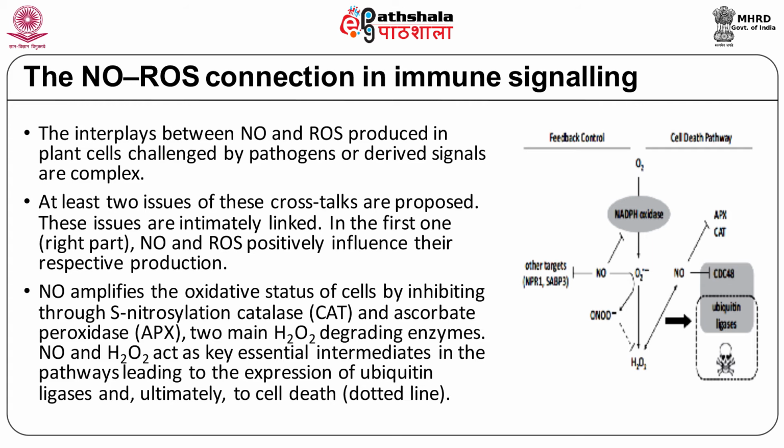Two schools of thought have been proposed for the crosstalk between NO and ROS. The first one proposes that nitric oxide and ROS positively influence their respective production. Nitric oxide amplifies the oxidative status of cells by inhibiting, through S-nitrosylation, catalase and ascorbate peroxidase, the two main hydrogen peroxide degrading enzymes. Nitric oxide and hydrogen peroxide act as key essential intermediates in the pathways leading to the expression of ubiquitin ligases and ultimately to cell death.